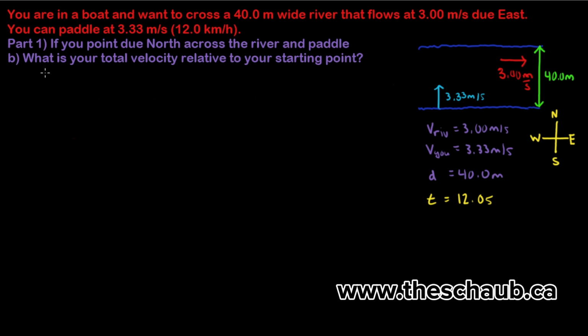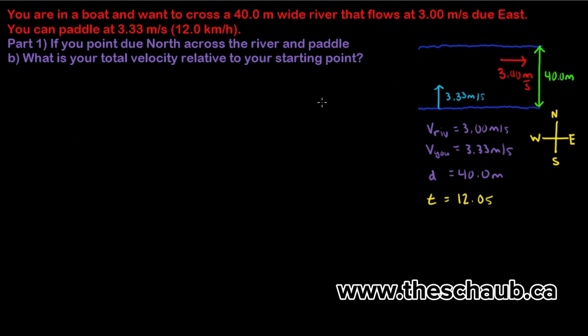In part B, we're asked to find what is your total velocity relative to your starting point. Another way to think about this question is what would be the magnitude and the direction that somebody would see you moving if they were in a helicopter looking down at you. So somebody would not just see you going straight across because you'd also be flowing down the river. So you would have a velocity that consisted both of a northern component and an eastern component.